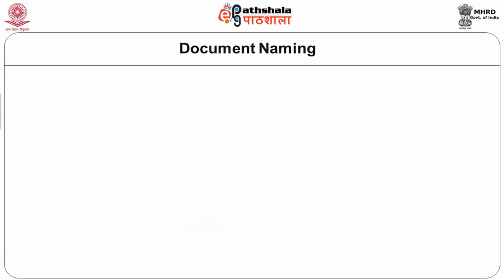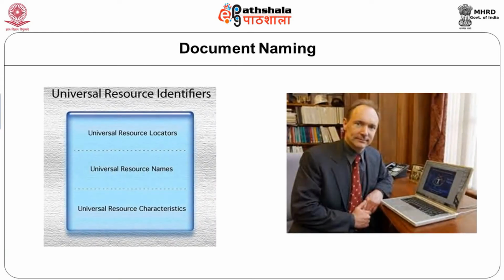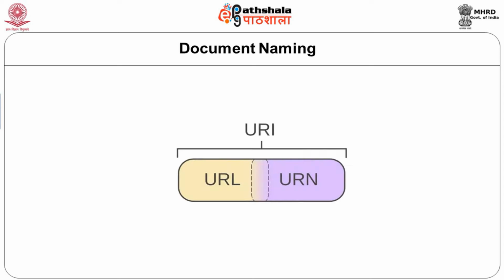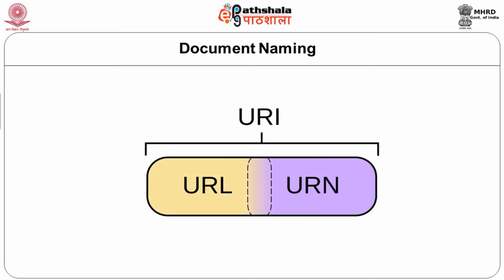Document naming. The WWW uses a naming scheme to identify documents. This is known as Uniform Resource Identifier, or simply URIs. URIs consist of a URL, Uniform Resource Locator, which identifies a document by including information on the location of the document, and the URN, which is Uniform Resource Name, which acts as the true identifier by providing reference to a document. So, that is about the structure of the web and the structure of a web document.